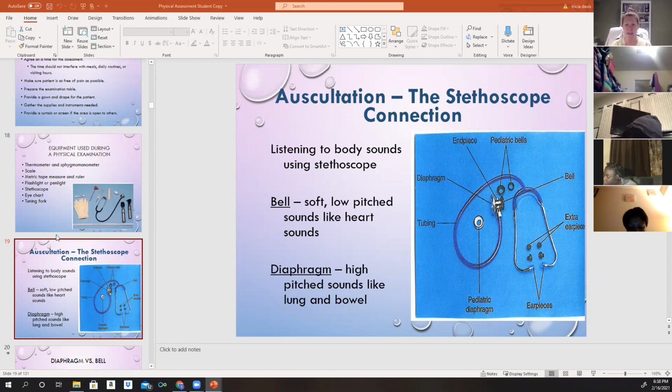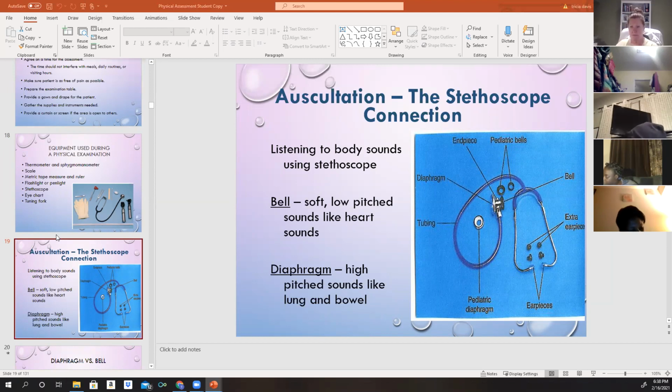So the parts of the stethoscope. When we listen to someone with a stethoscope, the nursing word is auscultation. So we would say, I'm auscultating their lung sounds. Or, when I was auscultating Mrs. Jones' lung sounds, I heard adventitious sounds. That's how we would use that word. It is nothing more than listening to body sounds using a stethoscope.